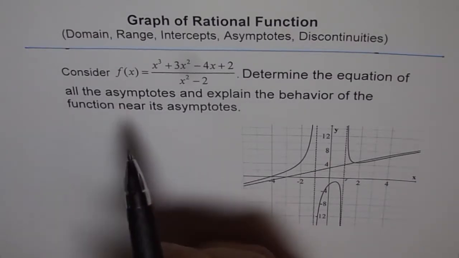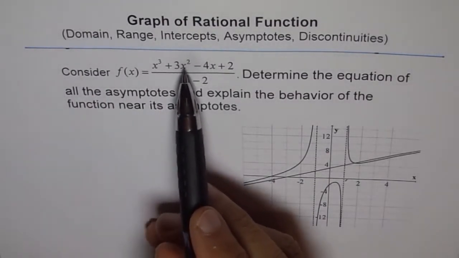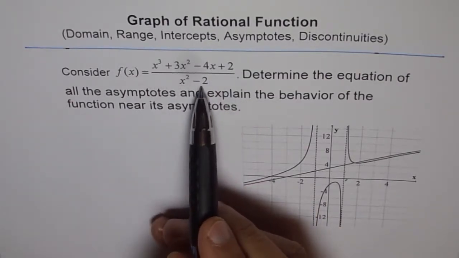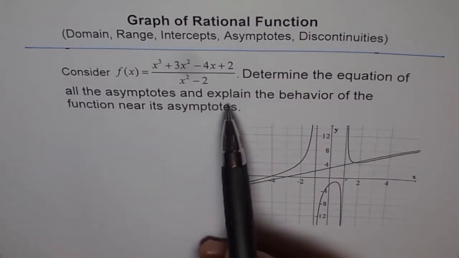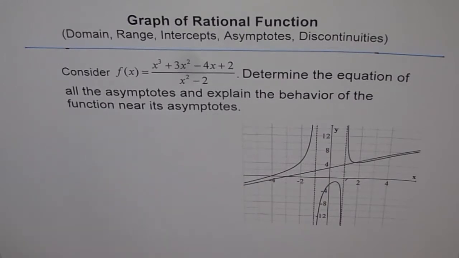graphs, right? Now here, consider the function f of x equals x cubed plus 3x squared minus 4x plus 2 divided by x squared minus 2. Determine the equation of all the asymptotes and explain the behavior of the function near its asymptotes, right?